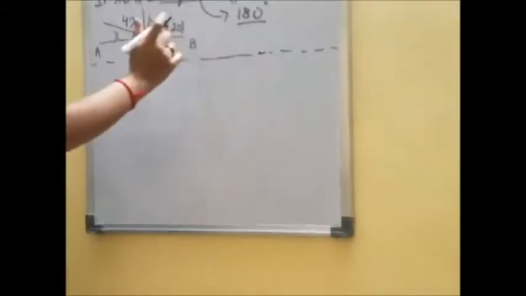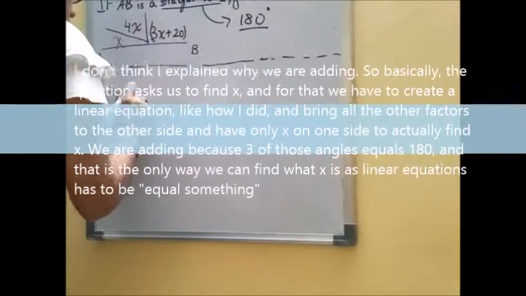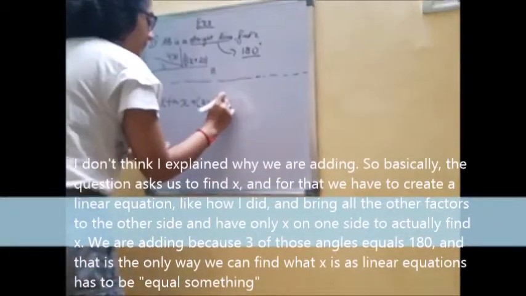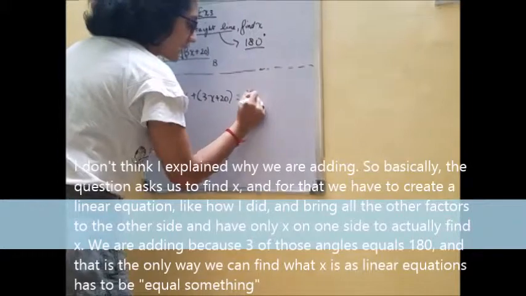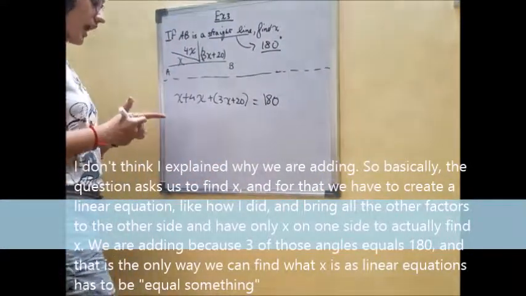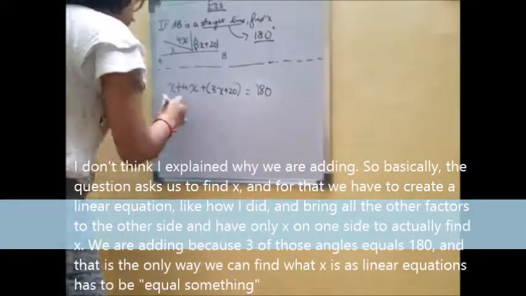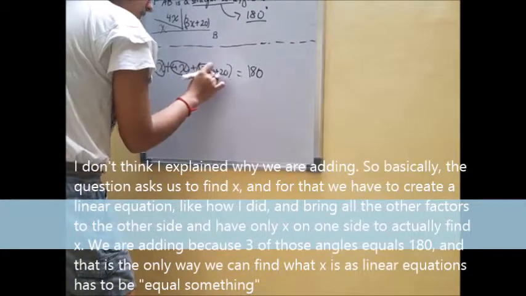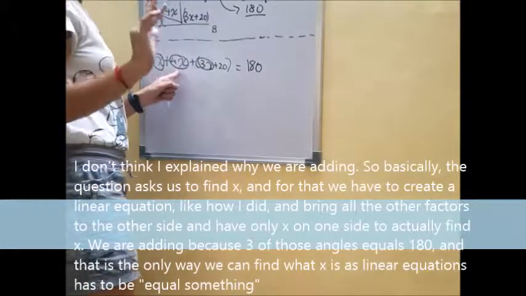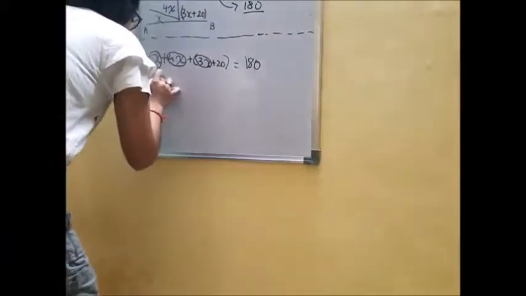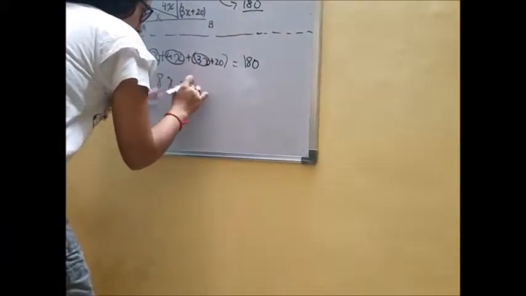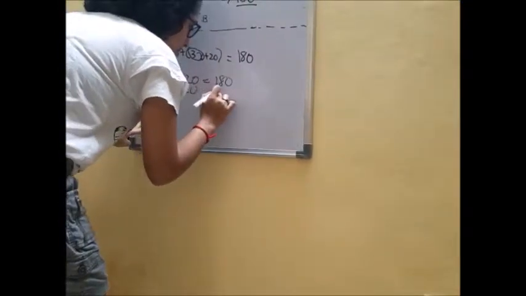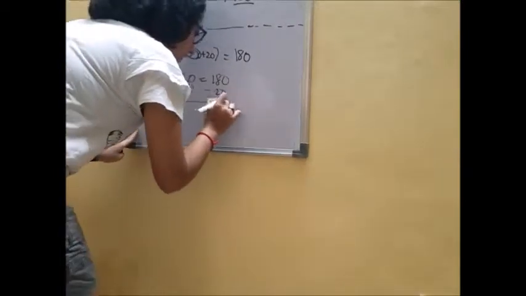So we'll be doing that now. It's going to be x plus 4x plus 3x plus 20 equaling 180. So now we just solve it as normal. We'll combine all the like terms first. It's going to be x plus 4x is 5x. 5x plus 3x is 8x. Plus 20, because 20 is the only number there. So I'm going to subtract 20 from both sides.